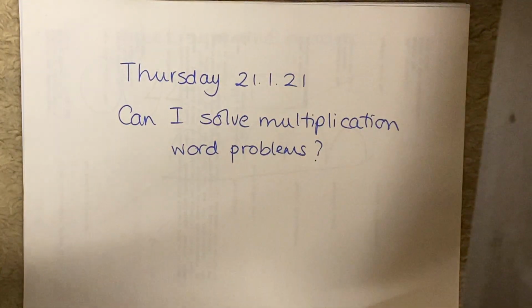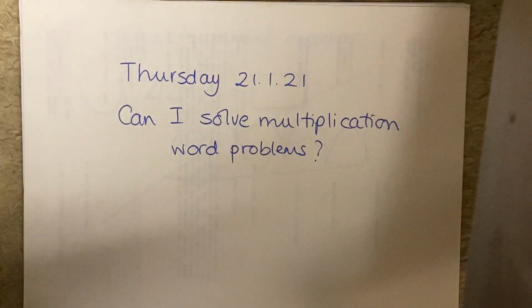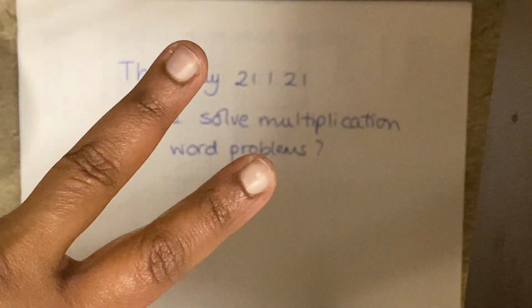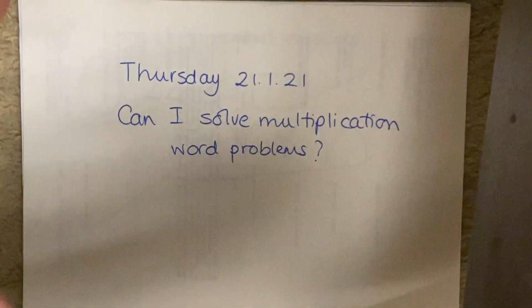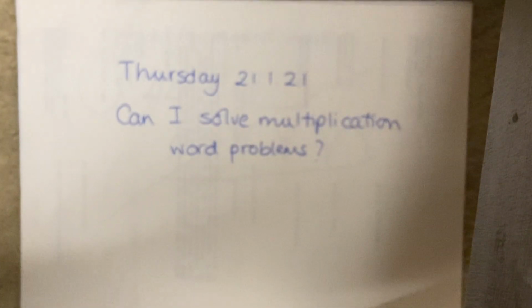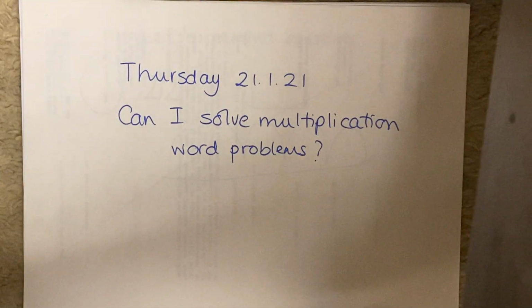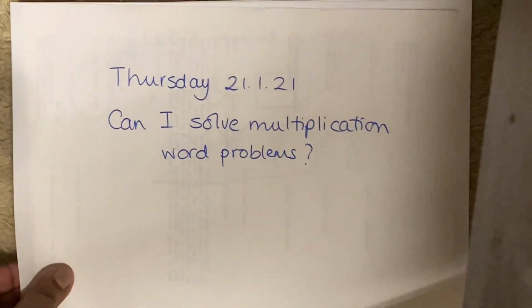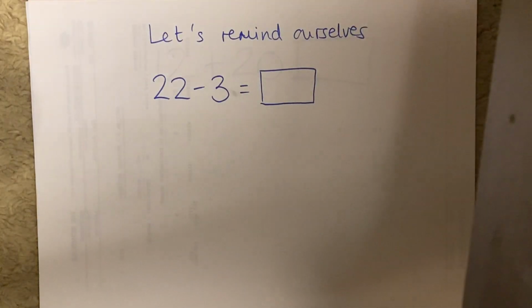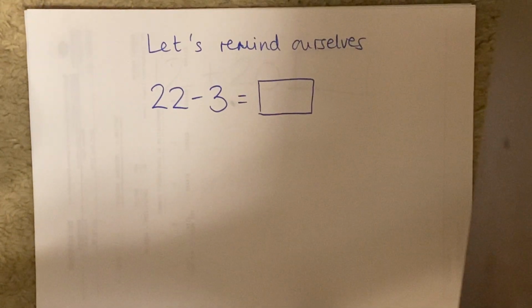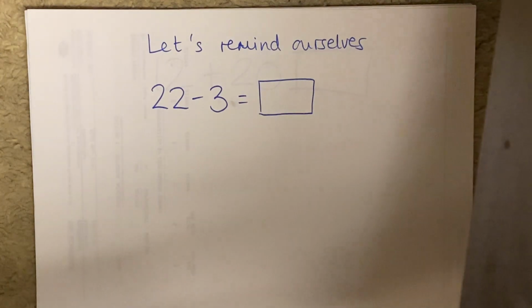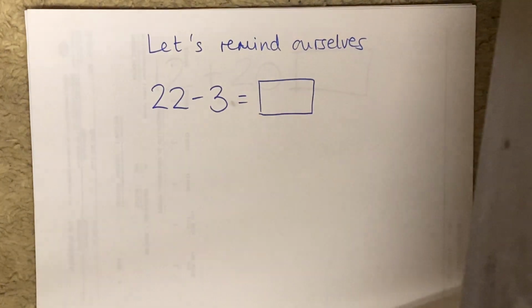Okay? So, for today's learning, how can I solve multiplication word problems? Now, you know your 2 times tables, you know your 5 times tables, and you know your 10 times tables. So today, we're going to be using that to help us solve some questions. First of all, let's try and remind ourselves. I've got to keep adjusting the camera.